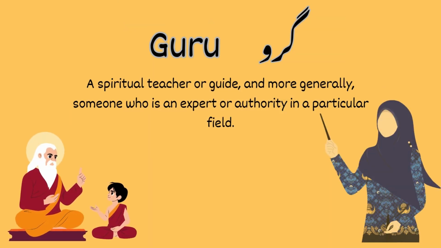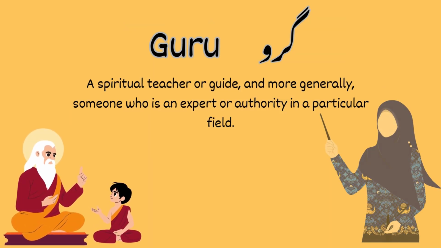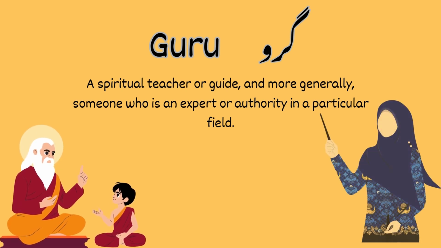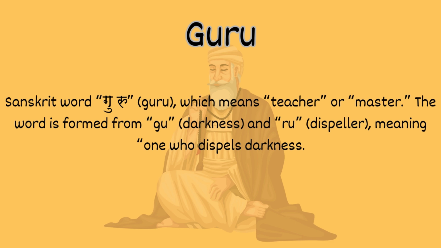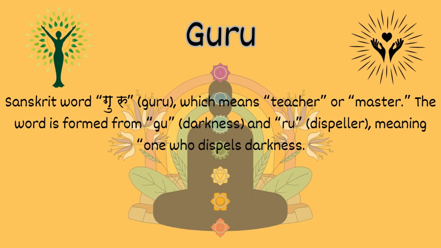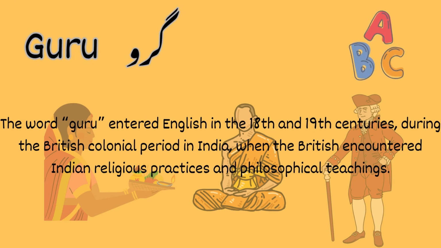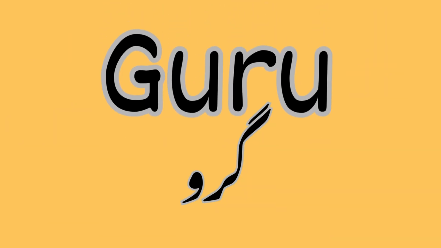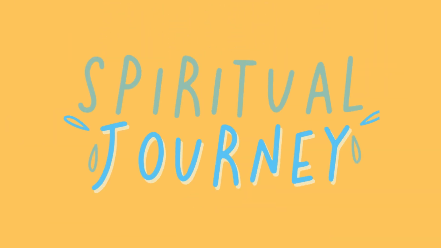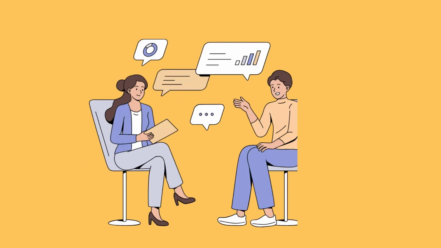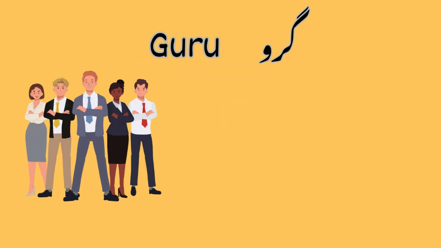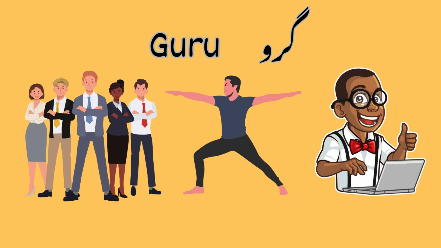Guru. In English, a guru is a spiritual teacher or guide, and more generally, someone who is an expert or authority in a particular field. It comes from the Hindi or Sanskrit word guru, which means teacher or master, especially in a spiritual or philosophical context. The word guru made its way into English in the 18th and 19th centuries when the British encountered Indian religious practices and philosophical teachings. Today, guru has very broad meanings in English. While it still refers to spiritual teachers, it is also commonly used to describe experts in various fields, such as yoga guru or tech guru.